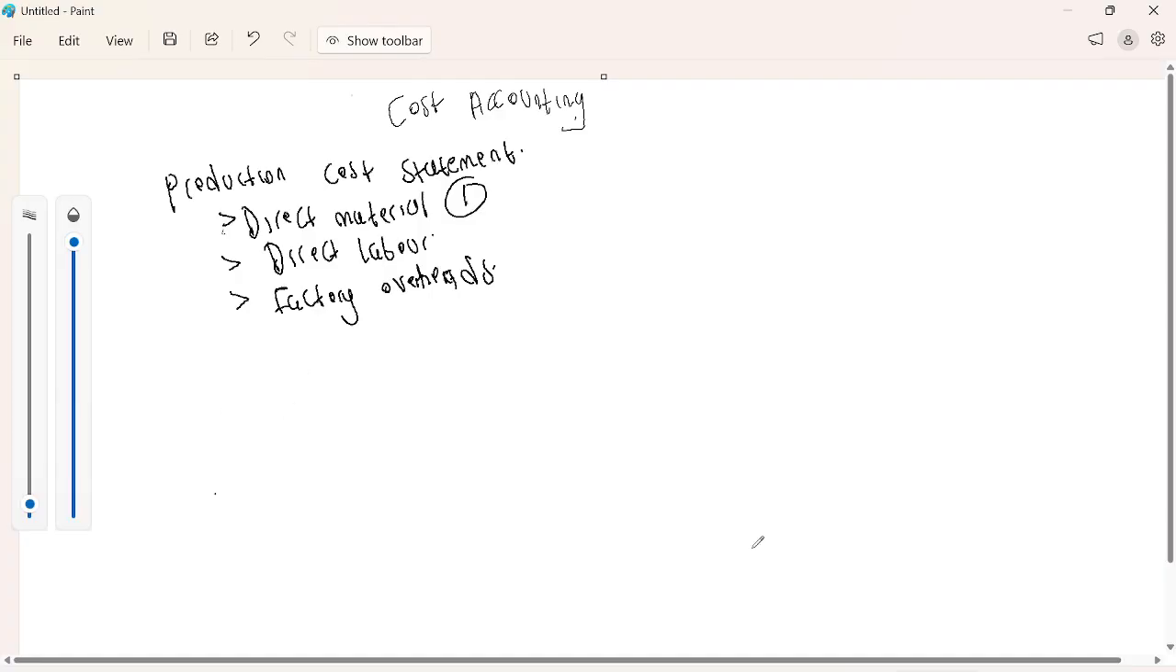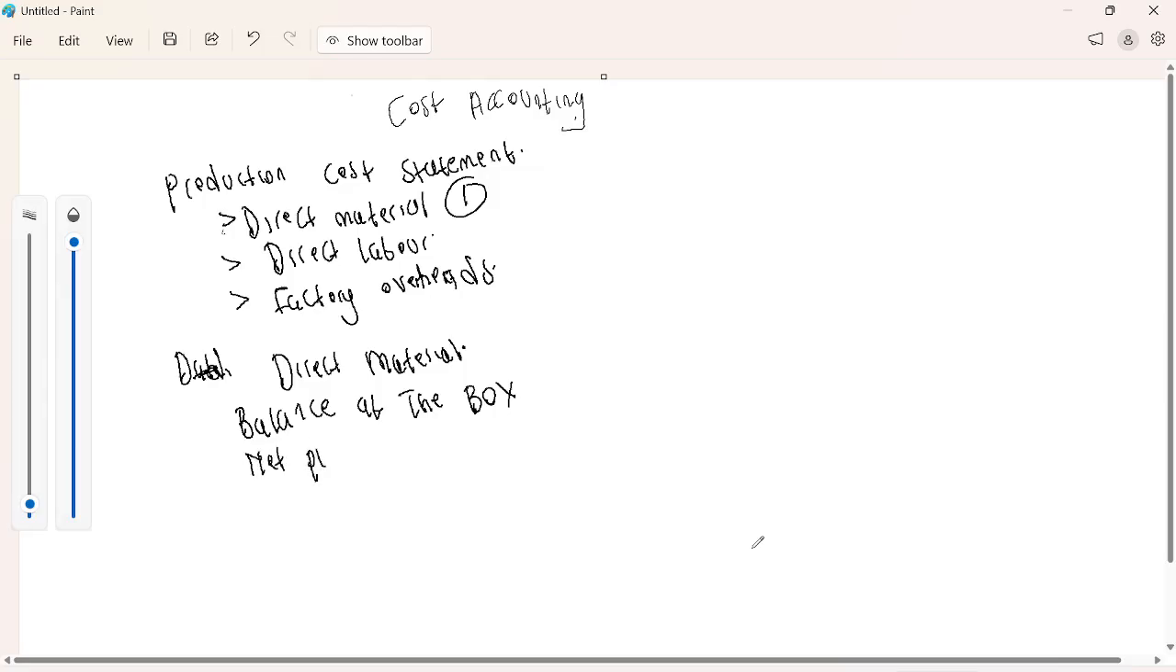So the direct material, there is a direct material note which goes like this. We have the direct material, right? So the direct material, we have to have what? The balance at the beginning of the year, right? And you have to have what? Your net purchases.